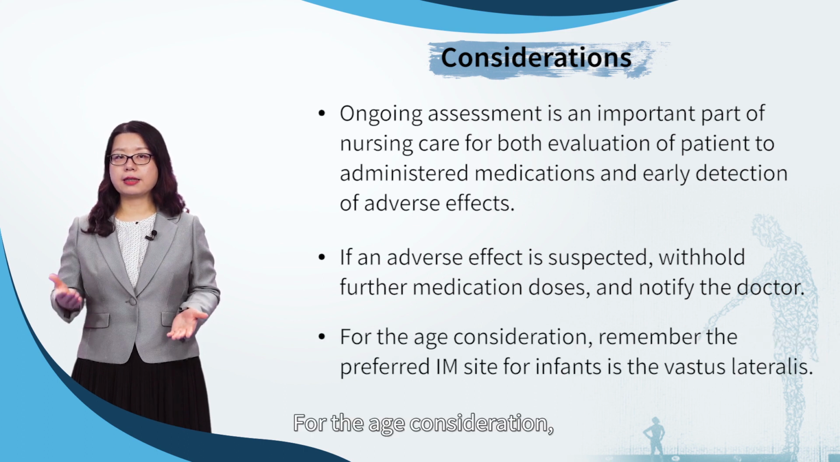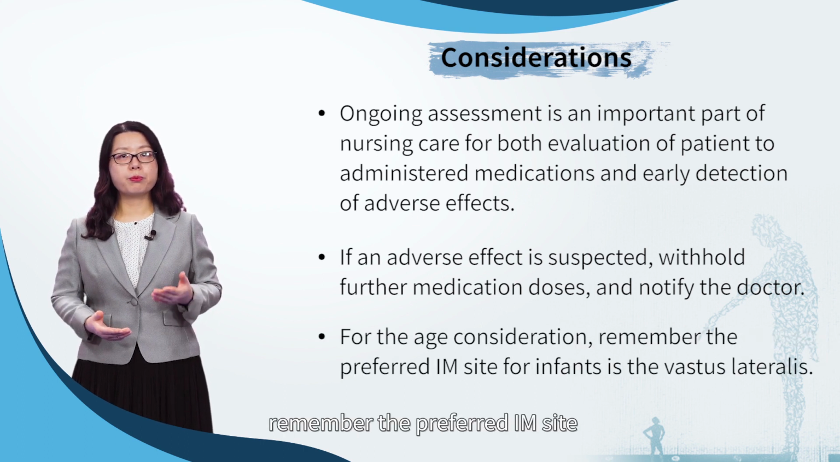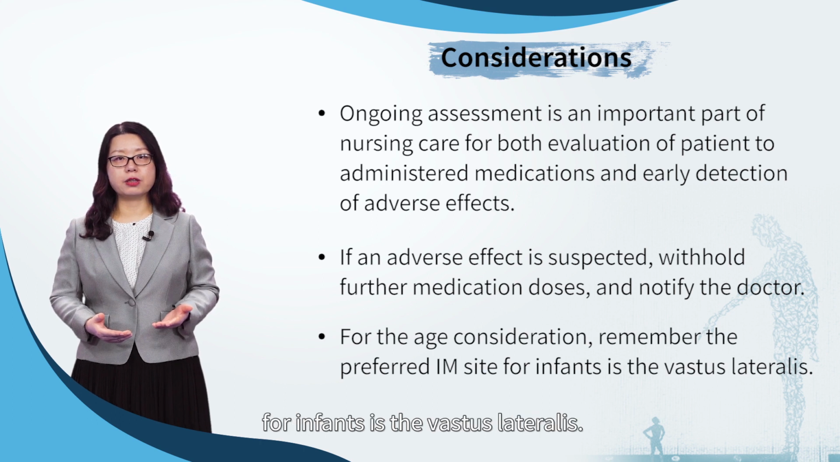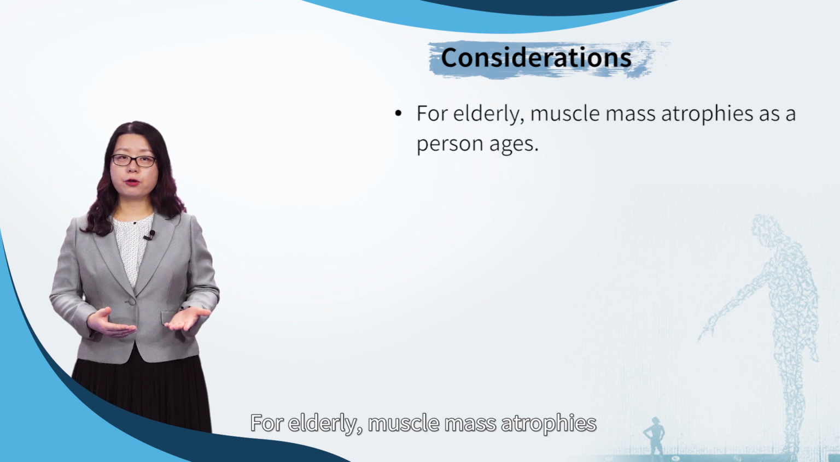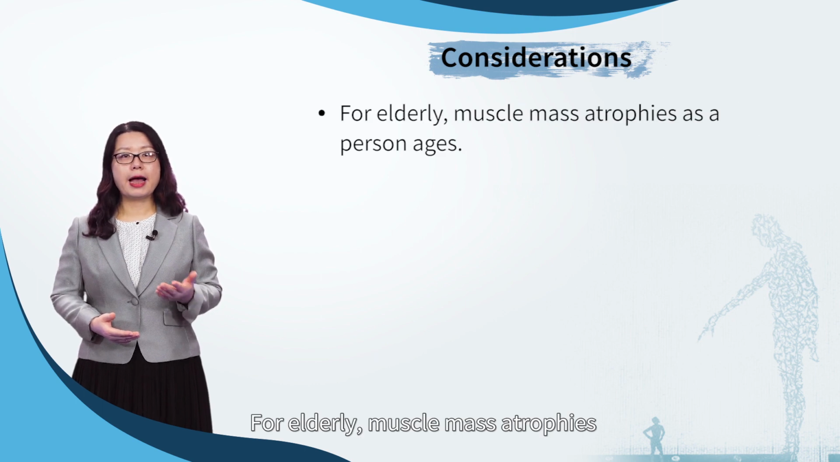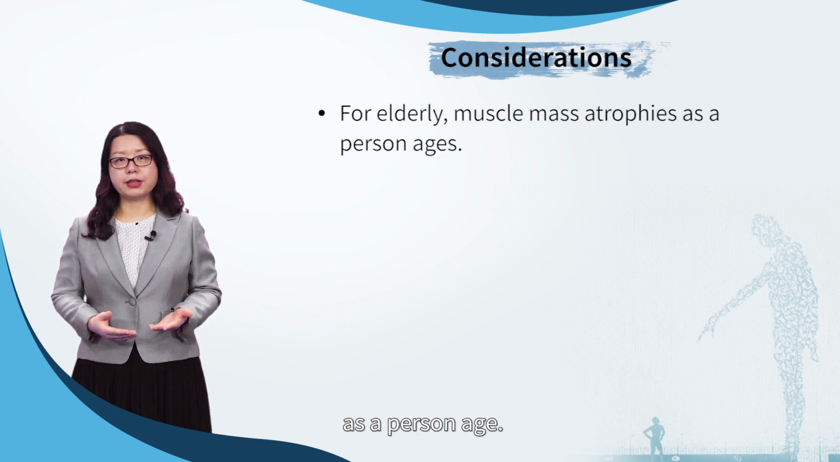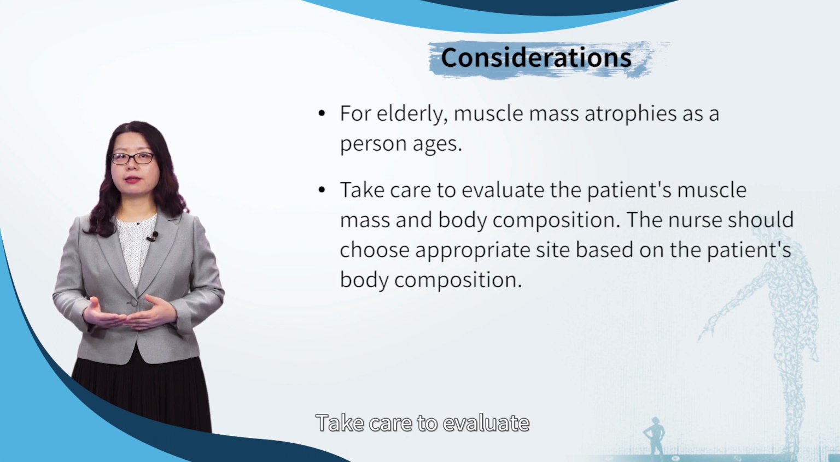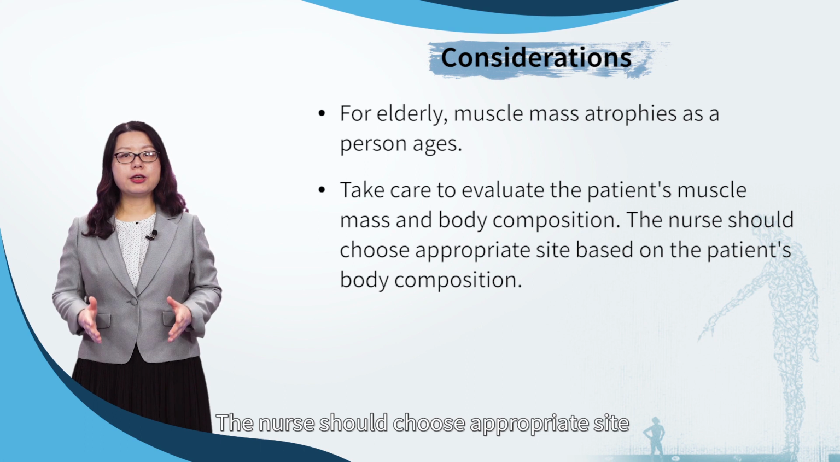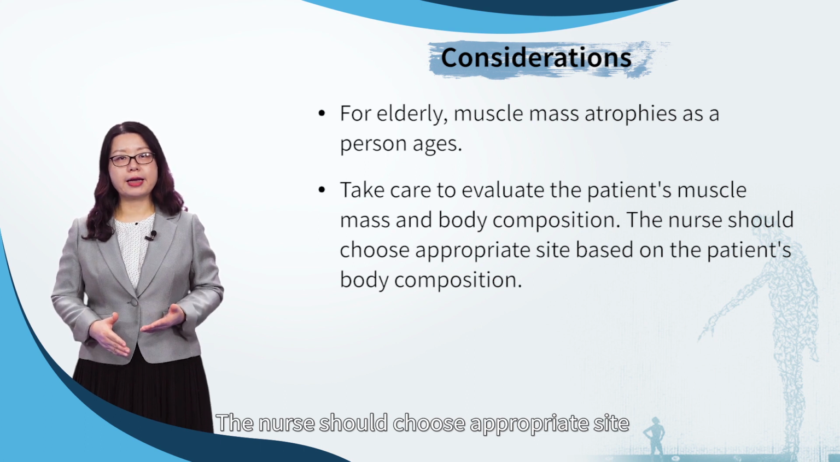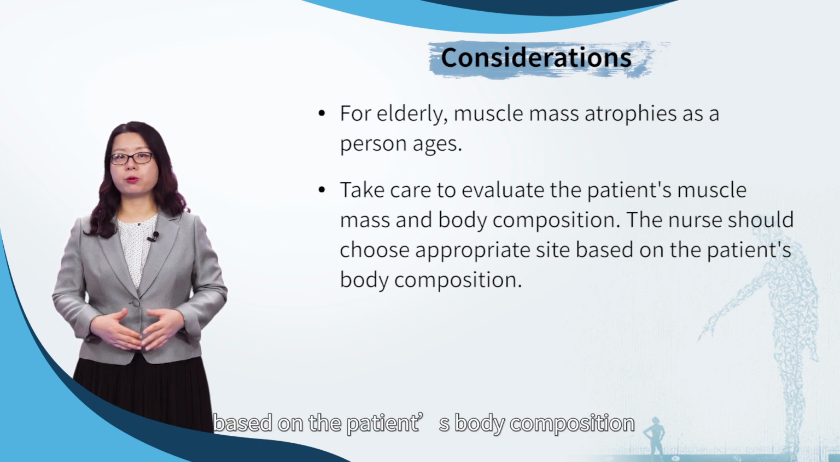For the age consideration, remember the preferred IM site for infants is the vastus lateralis. For elderly, muscle mass atrophies as a person ages. Take care to evaluate the patient's muscle mass and body composition. The nurse should choose an appropriate site based on the patient's body composition.